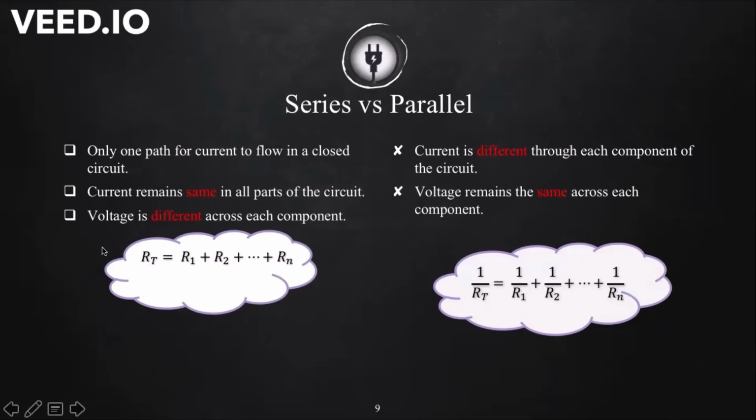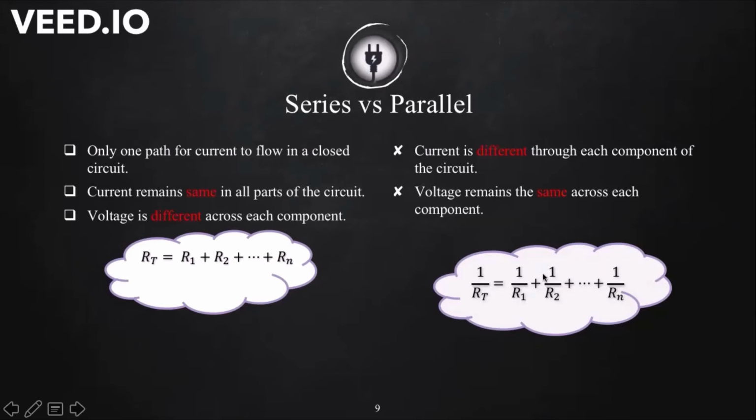Another thing is the total resistance. When finding the total resistance in a series circuit, you will simply add all the values of the resistance. If there are, say, 4 resistances connected in series, you will simply add the values you have for those 4 resistances and it will give you the total resistance.